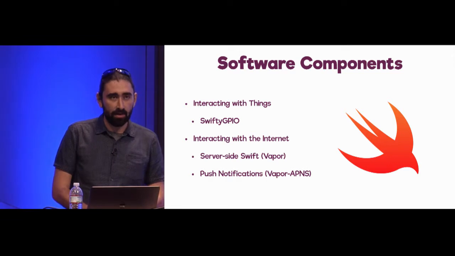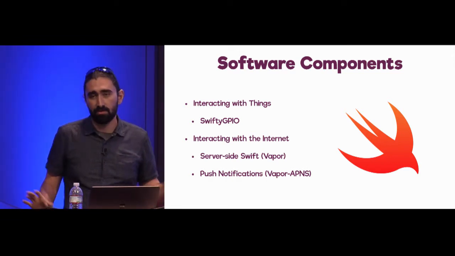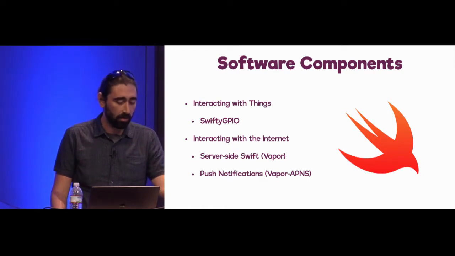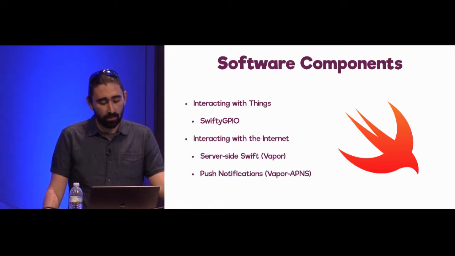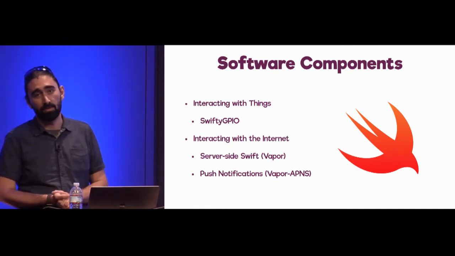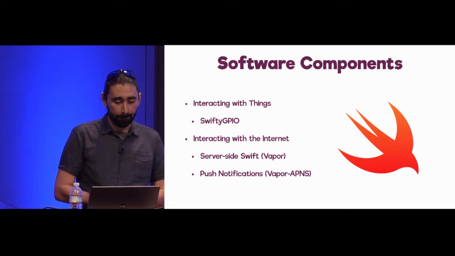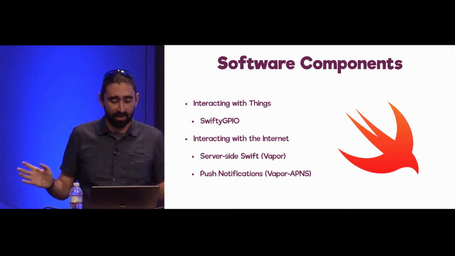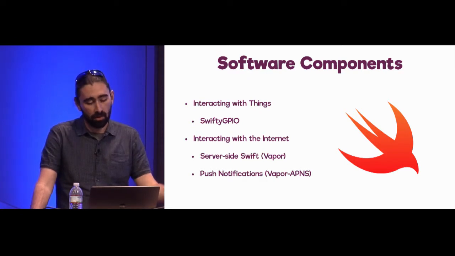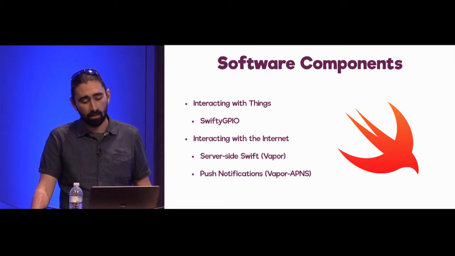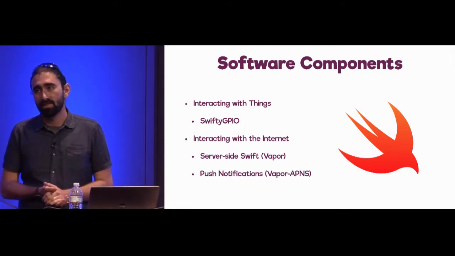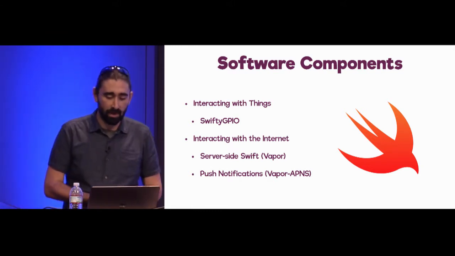I've broken it down into kind of two main categories of software that I like to think of. The first category is what I would call interacting with things. And this is where I use the library SwiftyGPIO to interact with those GPIO pins. The second I'll call interacting with the internet. This is where I'm going to stand up a web server to expose an API and send push notifications. And again, to stress it, putting these two worlds together is what enables this powerful interaction.